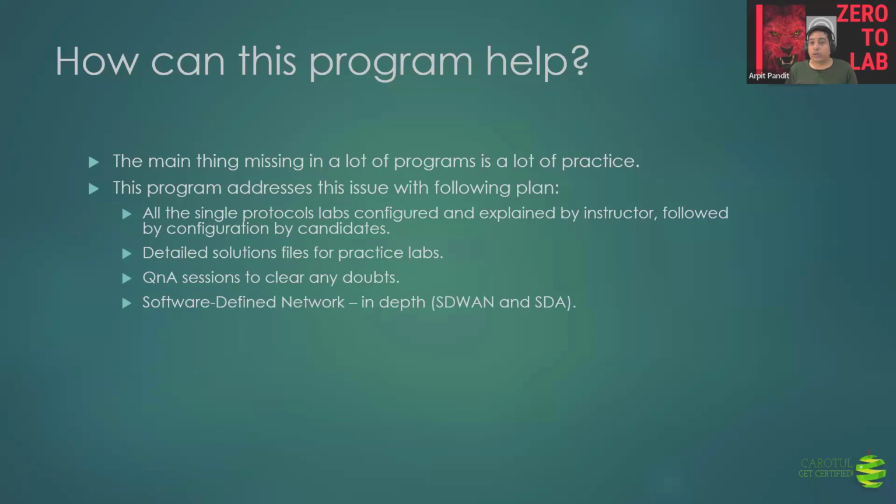And we also do cover all the advanced topics, which are newer topics in CCIE. For example, software-defined networking, SD-WAN, and SDA. The LAN side implementation of software-defined networking is called software-defined access, or SDA, and the WAN side implementation is called software-defined WAN, or SD-WAN. So we do cover these things as well in depth, to make sure that you understand all the concepts.